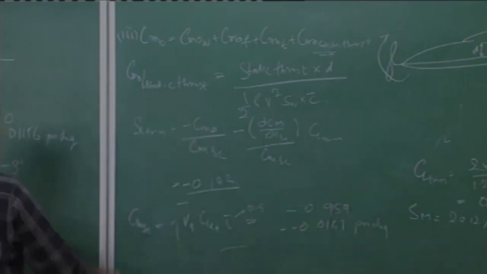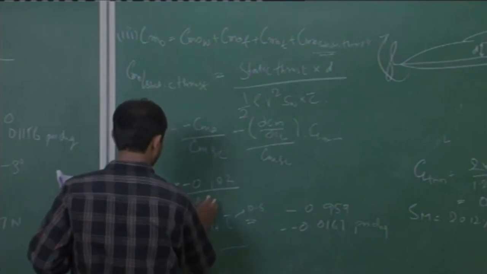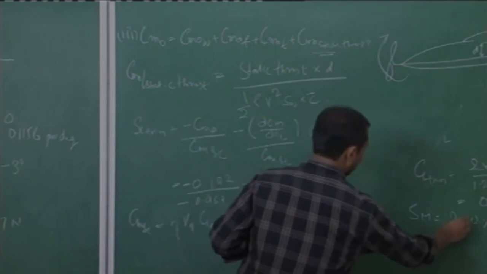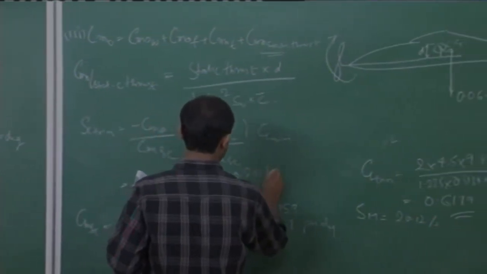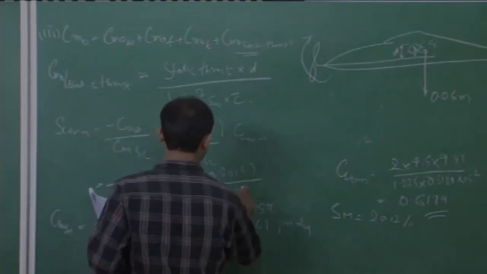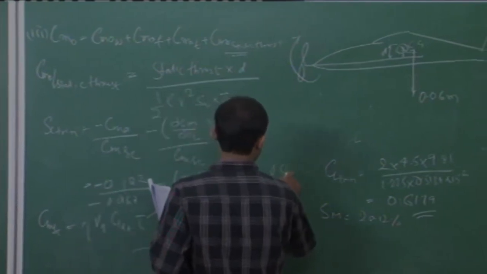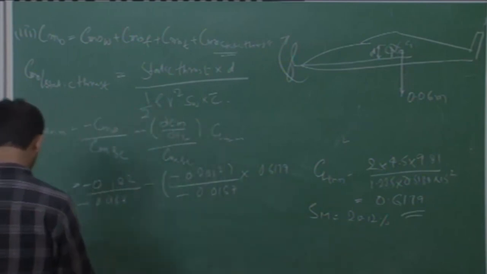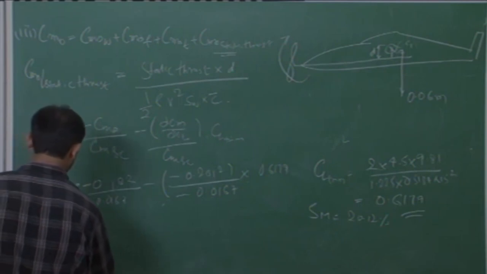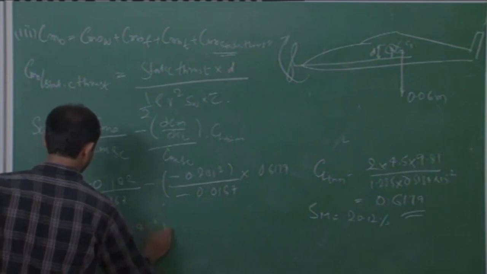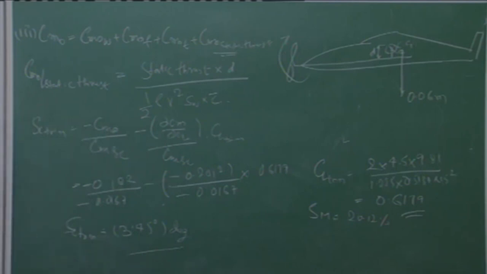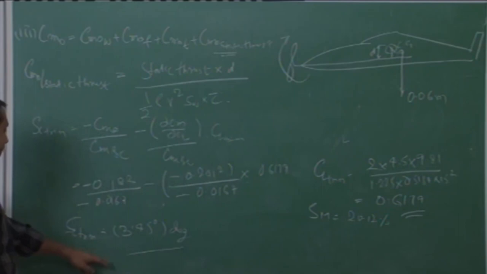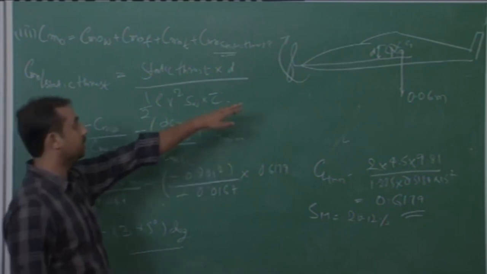Now, substituting this value in the above equation, we will get 0.182 by 0.0167, minus static margin we are taking as 20.12%, so it will be minus 0.2012 divided by minus 0.0167, CL trim is 0.6179. Evaluating this, you will get delta E trim equals 3.45 degrees. So, from this you can see, in order for my aircraft to trim at 0.619 and maintain a static margin of 20%, I have to give about a 3 degree deflection to the elevator to nullify the moment due to the difference between your thrust line and your CG.